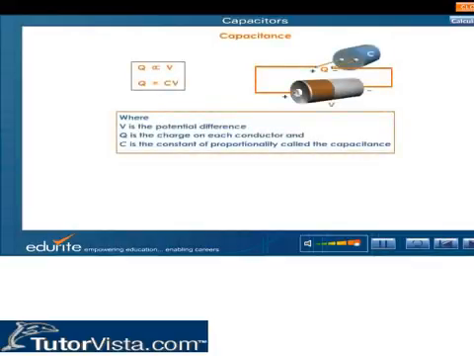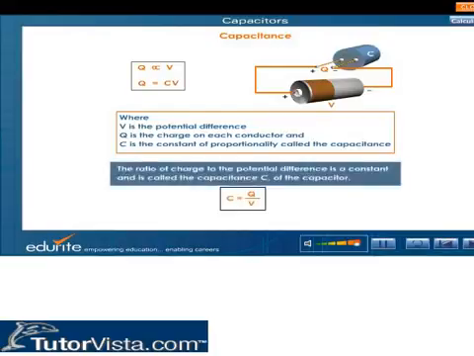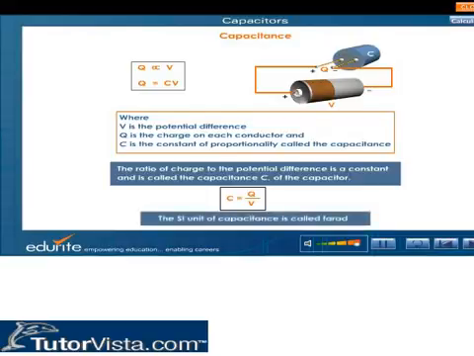Capacitance. The magnitude of charge on each conductor is proportional to the potential difference between the conductors. Q is directly proportional to V. Q is equal to CV. The ratio of charge to the potential difference is a constant and is called the capacitance C of the capacitor. The SI unit of capacitance is called farad in honor of the 19th century English physicist Michael Faraday.